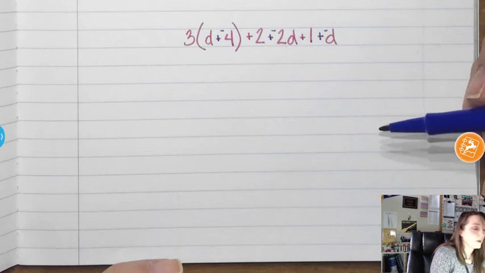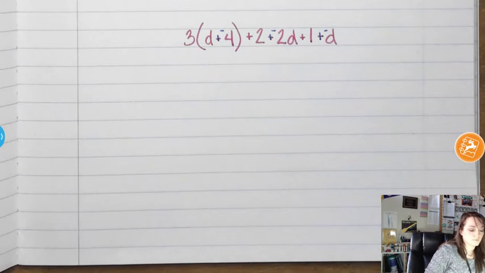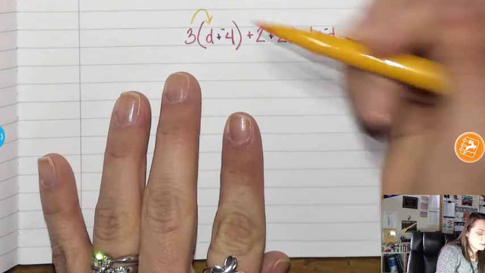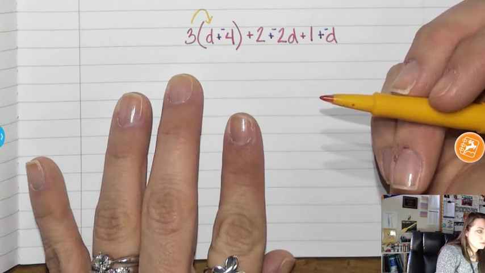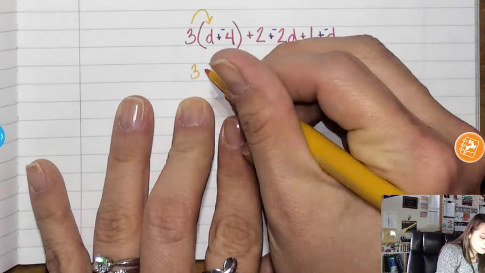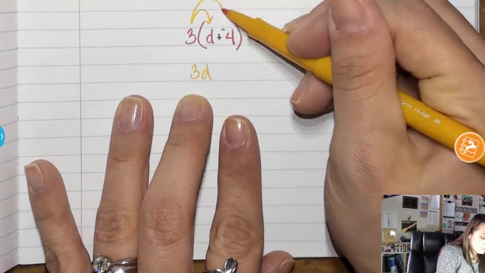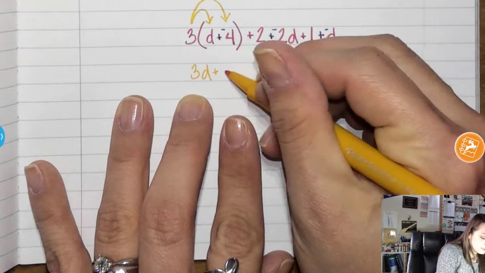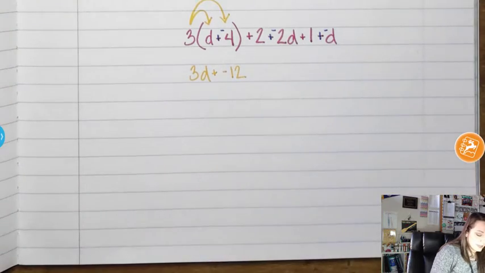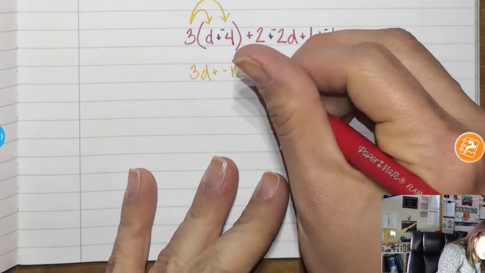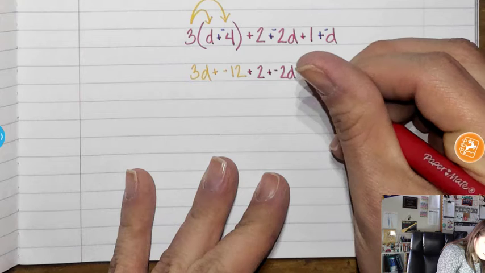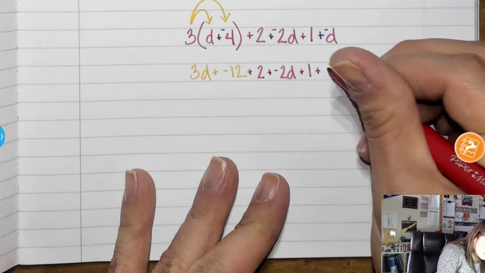What's the second step? Distribute. Do I have a number that can be distributed? 3. So this is going to be 3 times D, which is 3D. So you have 3 Ds. 3 times negative 4, negative 12, so that's plus negative 12. Okay, everything else stays there. So I still have plus 2, I still have plus negative 2D, I still have plus 1, and I still have plus negative D.